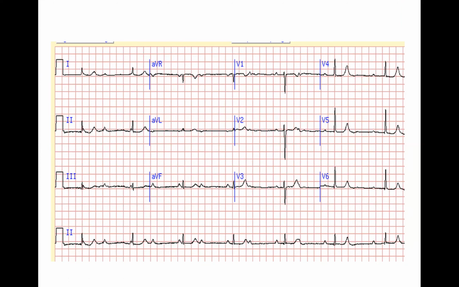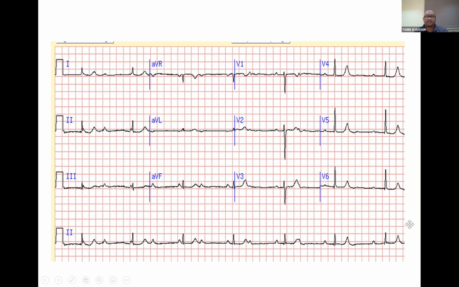From this rhythm strip, we can see there are two P waves. The first one was dropped, and the second one was conducted. Most probably this is caused by Mobitz type 2. But there is a variable PR interval. It is complete heart block. Yes, there is AV dissociation.